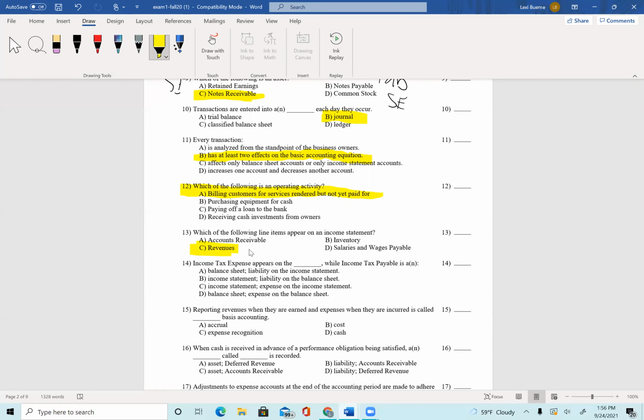Income tax expense appears on the blank, while income tax payable is a blank. So income tax expense, since it's an expense, it's going to appear on the income statement, while a payable account appears on the balance sheet. Since it's a payable, it's a liability.